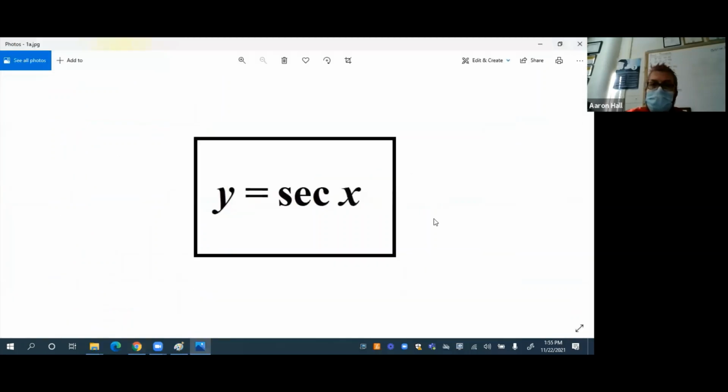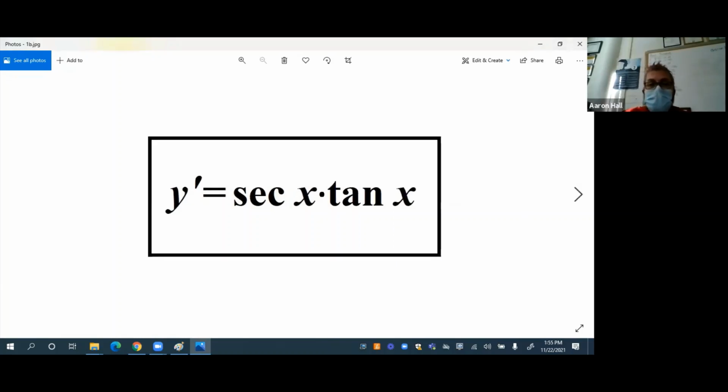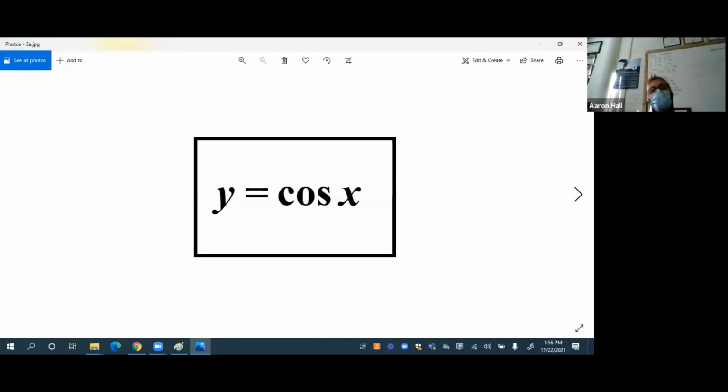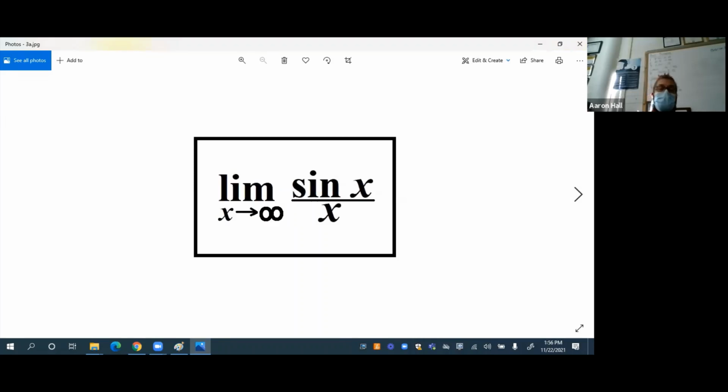Okay. All right, so the derivative of secant of x. These are things we have to have memorized cold. The derivative of secant of x is? Yeah, secant of x times tangent of x. The derivative of cosine of x is? Negative sine of x. We need to have these memorized. The limit as x approaches infinity of sine of x over x is 0.